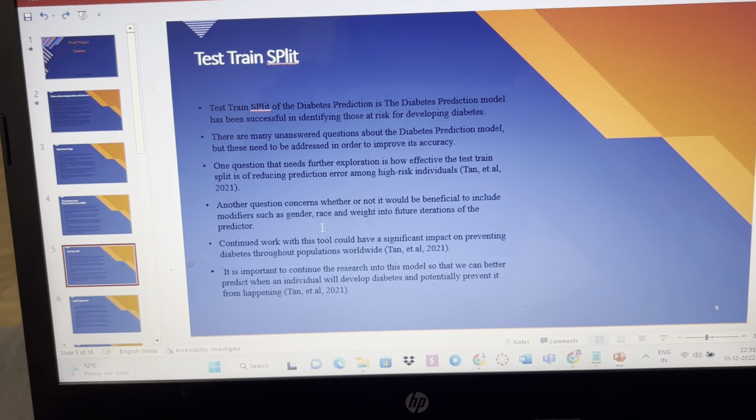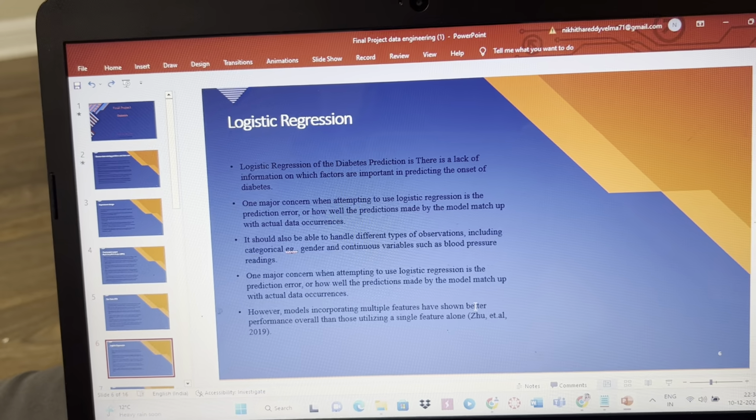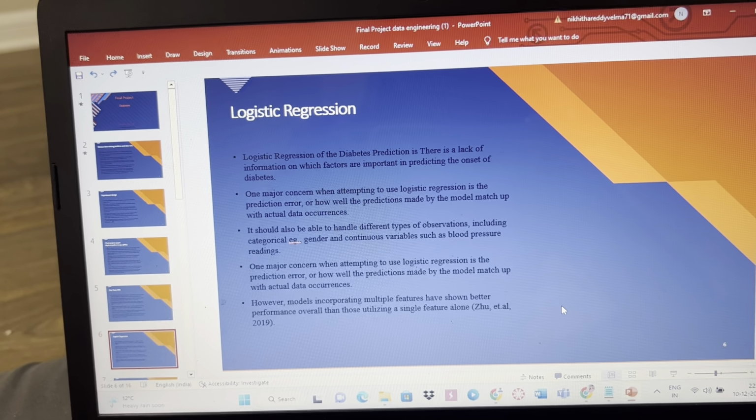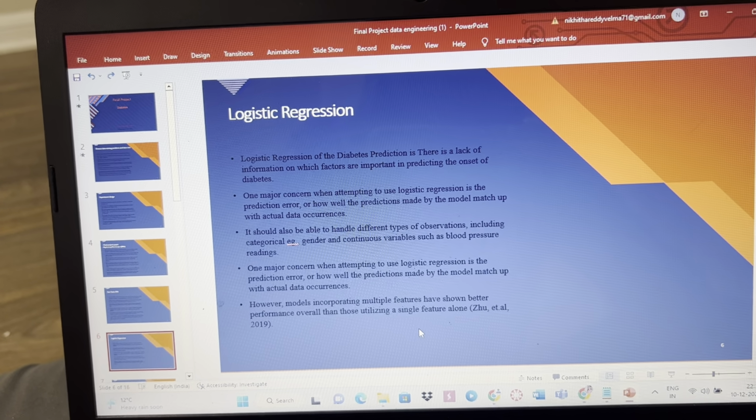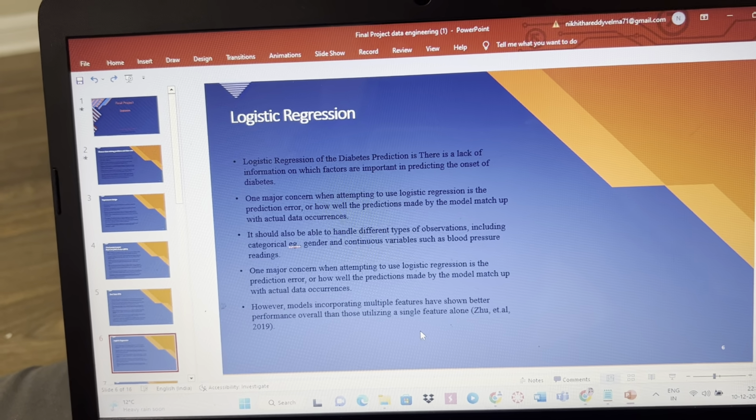And this is the logistic regression. Logistic regression for diabetes prediction: there is a lack of information on which factors are important in predicting the onset of diabetes. One major concern when attempting to use logistic regression is the prediction error, or how well the predictions made by the model match up with actual data occurrences.